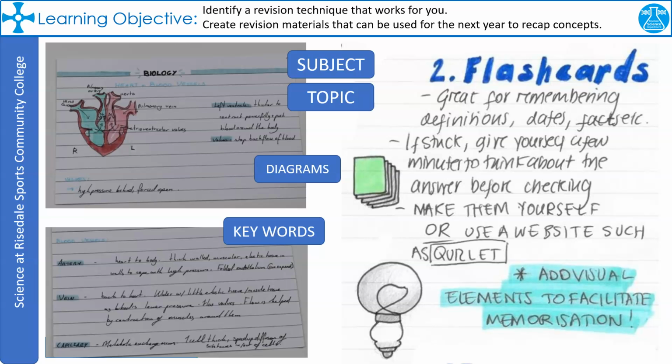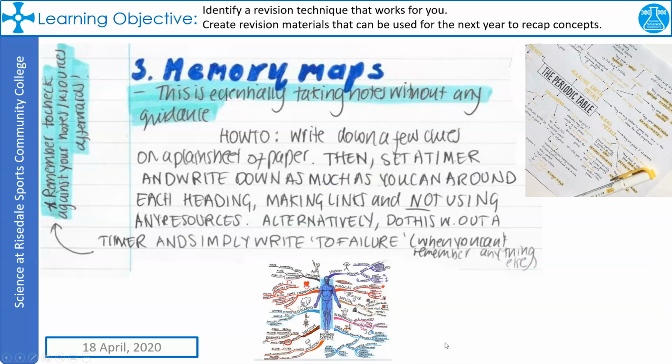So flashcards are a great thing, great for remembering definitions, dates, facts. Great if you like structure. So you have the subject at the top, the topic, usually in capital letters so it stands out. Color coordination, put your diagrams on, get your keywords on. This is going to really help you organize the information.